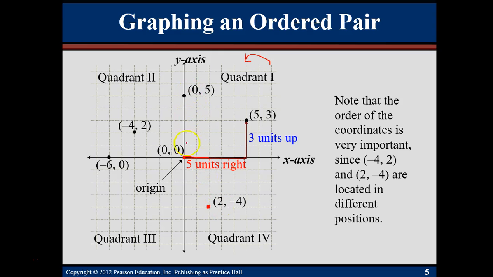Not all points land in quadrants. You can also land on an axis. So if I have 0, 5, that says don't move left or right at all. Just only go up to 5 and make a point. And you would have 0, 5, and that would be on the y-axis.